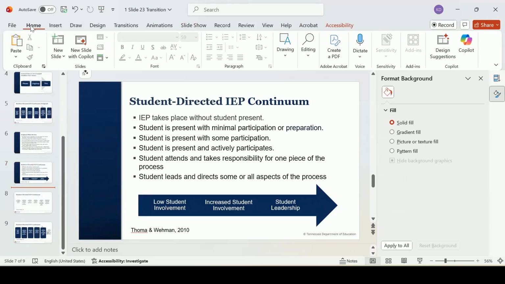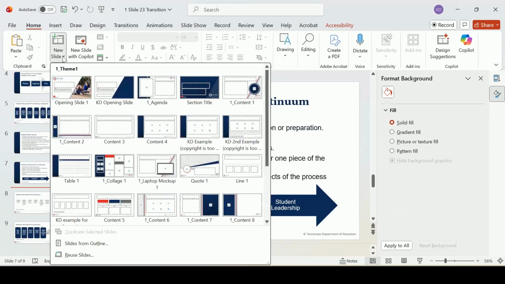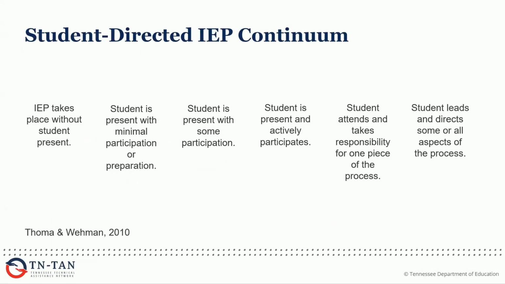From there, I can go to the Home menu and I can select New Slide. Any slides that I created, I labeled KD at the beginning. The slide that I created for this presentation was KD example for Smart Art. My next step was to insert the important content into the content placeholders that I created in Slide Master. Here you will see that I have inserted the text for all 6 of the boxes that will appear on the continuum, and I have also included the reference for this information.